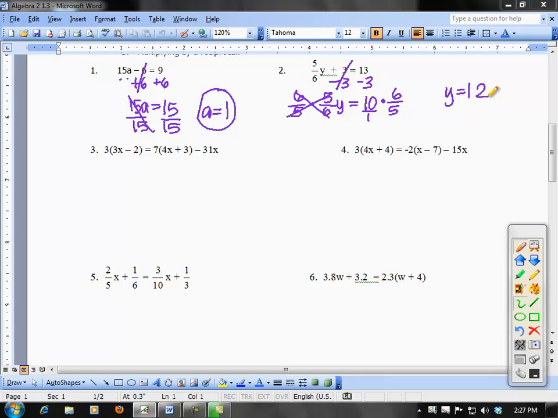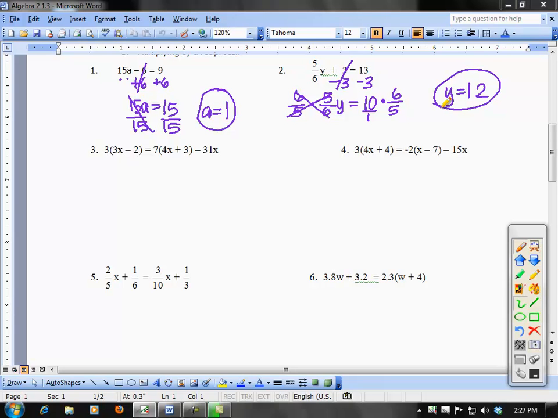Again, before you actually circle your answer to suggest that that is correct, you should plug 12 back in and make sure that it works. To save us some time, I will tell you it does. Okay, let's get a little harder.